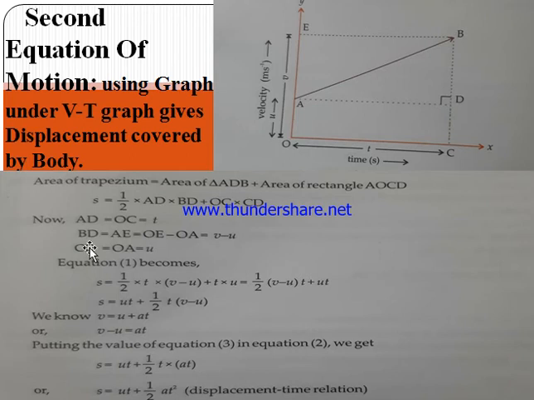Again, S is equal to half AD into BD plus OC into CD. So the formula is S is equal to half, V minus U into T, plus UT, and V minus U is equal to AT. So AT into T is AT square and UT as such. So S is equal to UT plus half AT square. This is about the second equation of motion.